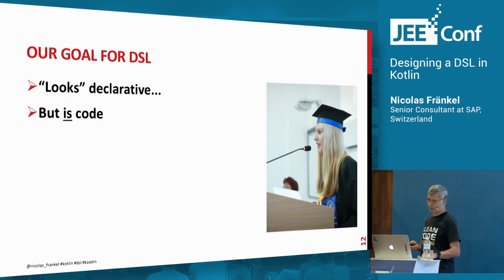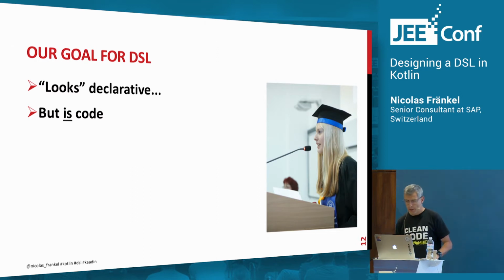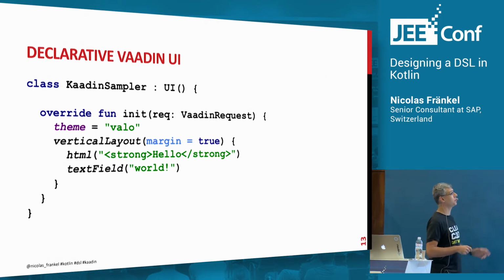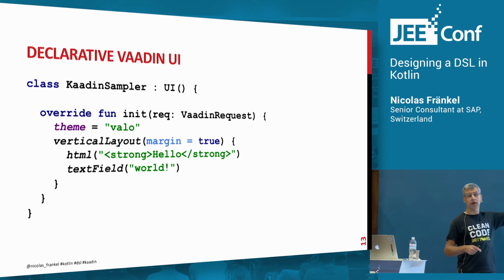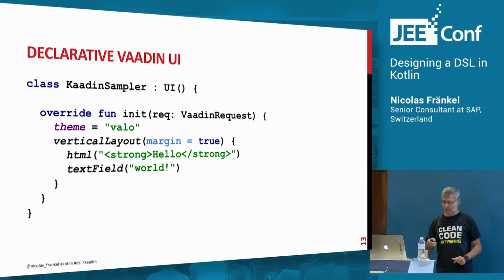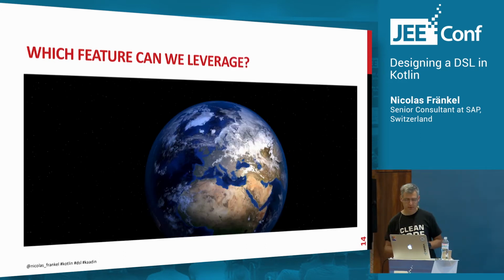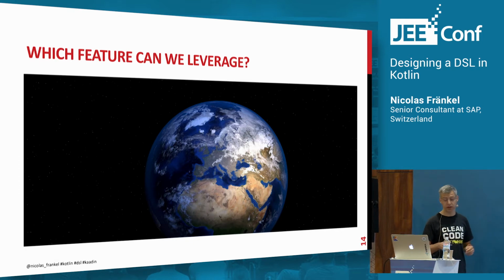but it will be code. Something like that. And if you know Anko, for example, it looks a lot like Anko. It's the same recipe. So what features can we leverage? That's what we are going to see right now.